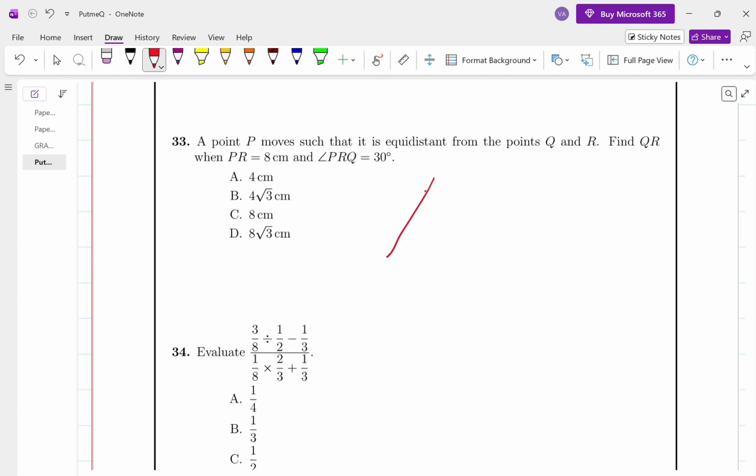So hold on. So this is QR. That's QR. Form a straight line, will you? Okay. Now P is on the perpendicular bisector, so it's gonna be. Hold on.